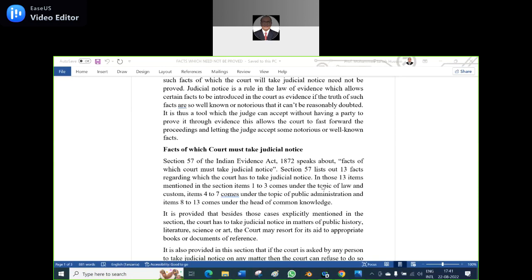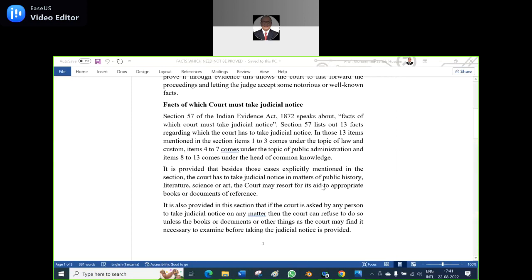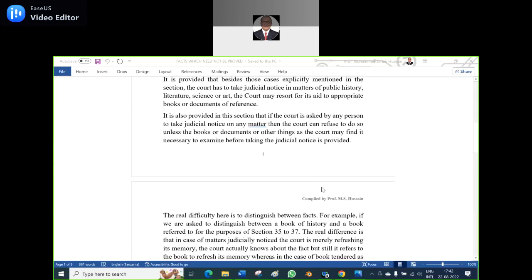So it is provided that, in those cases explicitly mentioned in the section, the court has to take the judicial notice in the matter of the public history, literature, science and art. Kolikonda Sharad Babu has made it very much clear in the last class. The history items or literature items, science items or art items, court may resort for its aid to appropriate books or documents of reference if they quote it. And it will take the notice of it under the clauses.